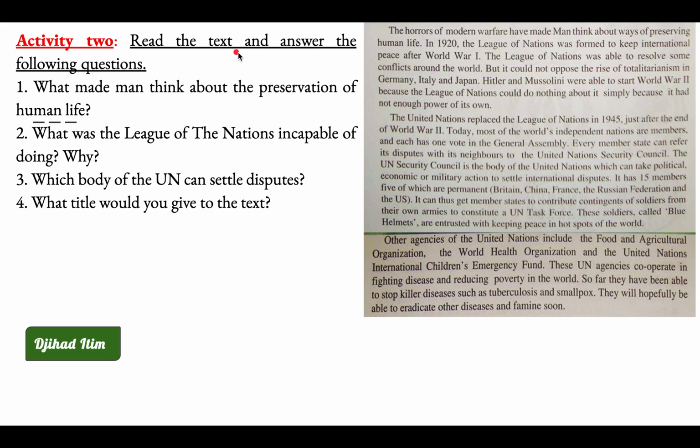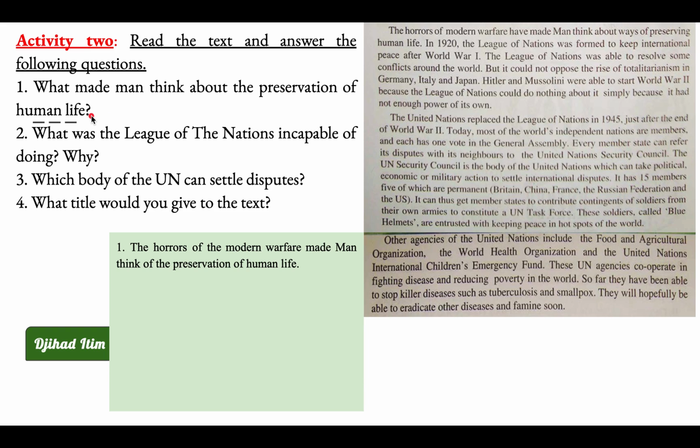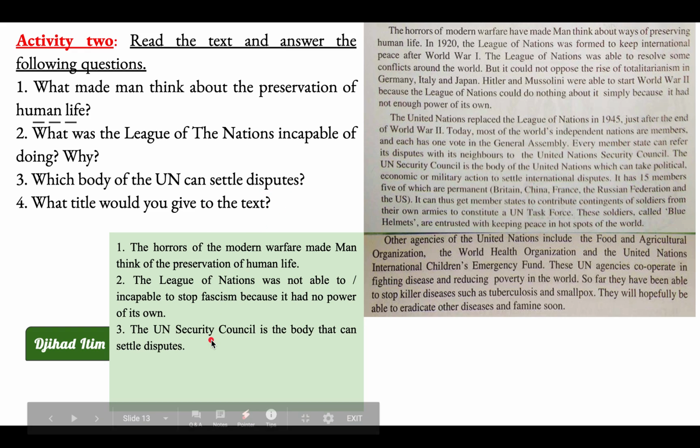Activity 2. Read the text and answer the following questions. Here is the text and here are the questions. Question 1. What may men think about the preservation of human life? The horrors of modern warfare made men think of the preservation of human life. What was the League of Nations incapable of doing and why? The League of Nations was not able to, or incapable to, stop fascism because it had no power of its own. Which body of the UN can settle disputes? The UN Security Council is the body that can settle disputes.